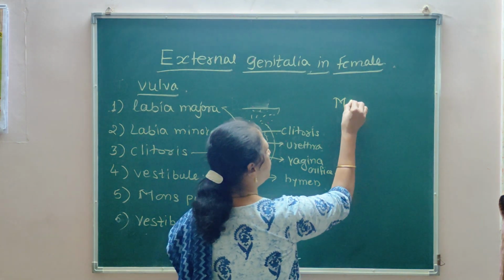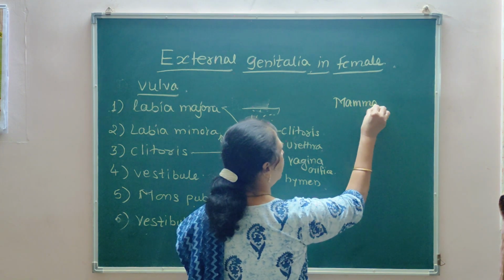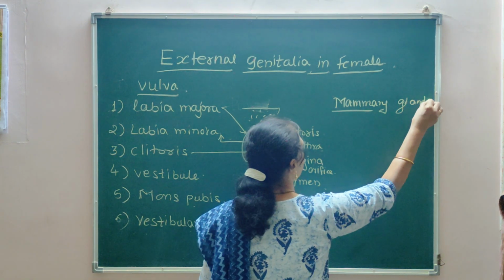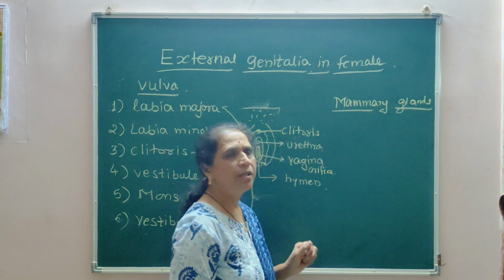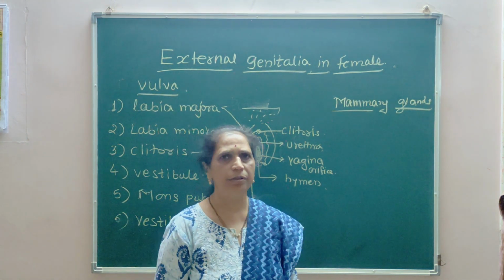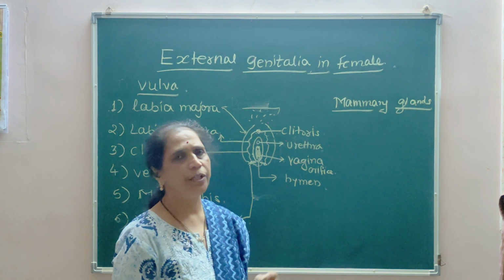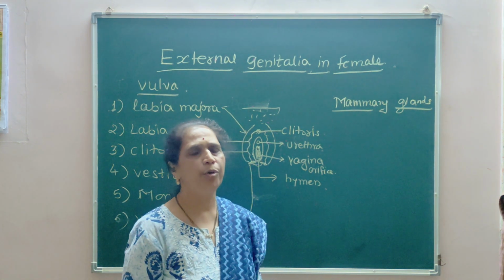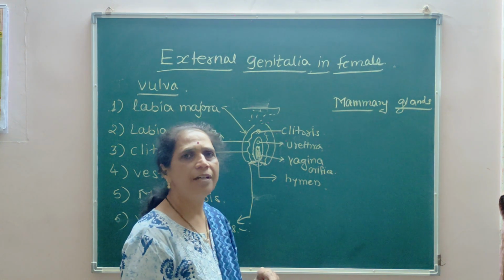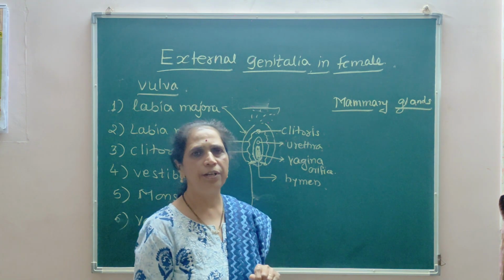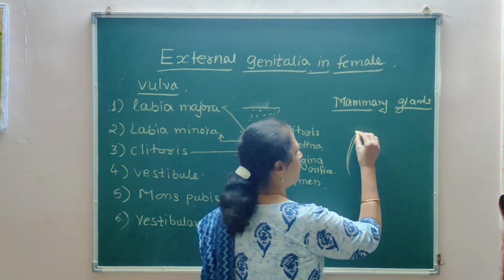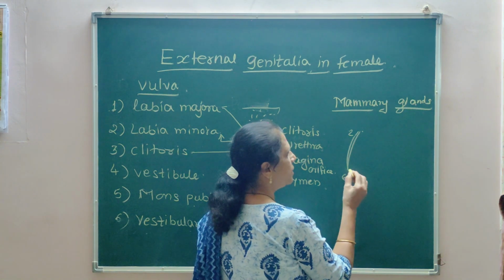Then the next organ, which is also called an associated gland in female, is the mammary glands. As the mammary glands develop at the time of puberty and help in reproduction indirectly, hence they are included in the external genitalia. Mammary glands are modified sweat glands. These are situated in the pectoral region between the 2nd and 6th ribs. Suppose this is the 2nd rib, this is the 6th rib.